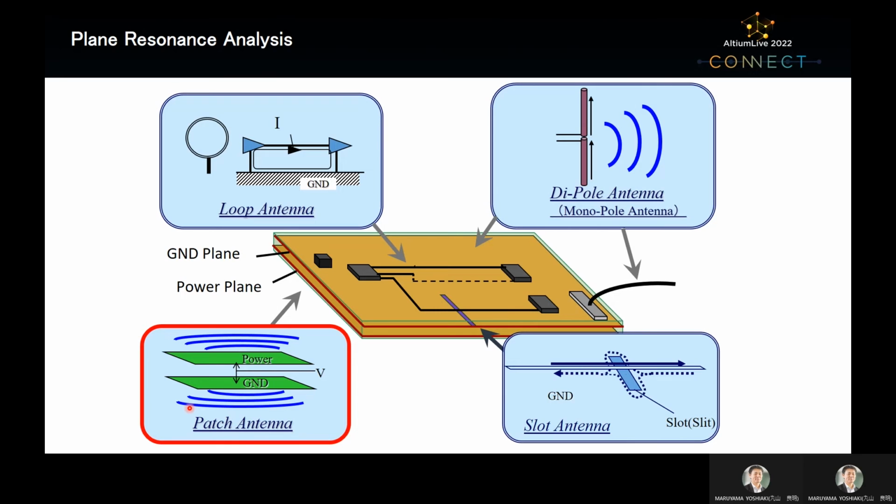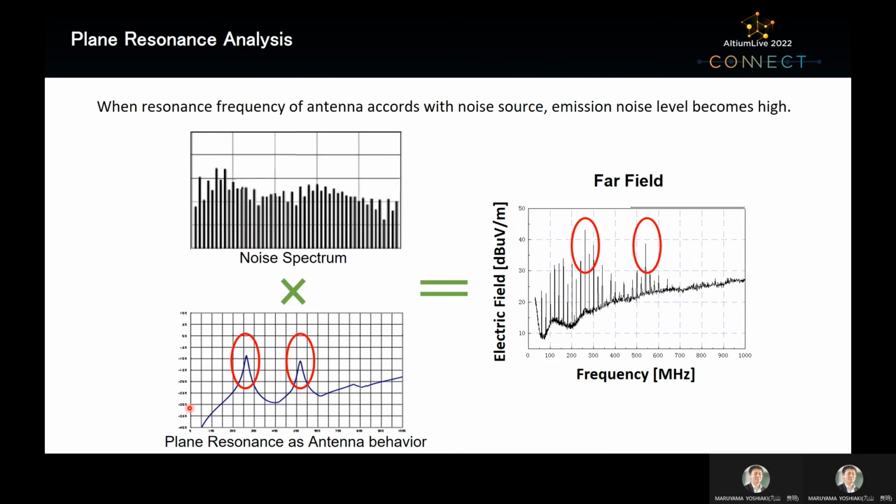Plane resonance between power and ground will be one of the dominant factors for EMI. When the resonance frequency of the antenna accords with the noise source, the emission noise is strongly emitted. We can think simply: noise source multiplied by antenna factor equals the strength of the far field at each frequency.